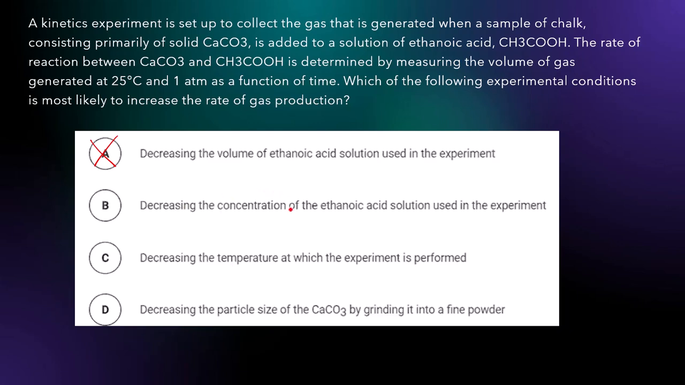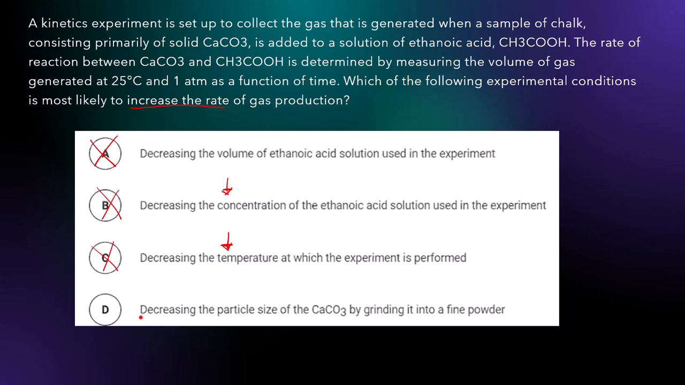So decreasing the concentration. If we decrease the concentration, that is going to have an impact, but it's actually going to slow the reaction down because there's going to be less collisions, since there's less concentration, so less things to run into each other. So that's not going to be it because it's going to be the opposite. We want to increase the rate. Okay, decreasing the temperature. Again, this is going to decrease the rate of reaction because we're going to slow those particles down and they're going to collide with less force. So that's going to decrease the reaction.